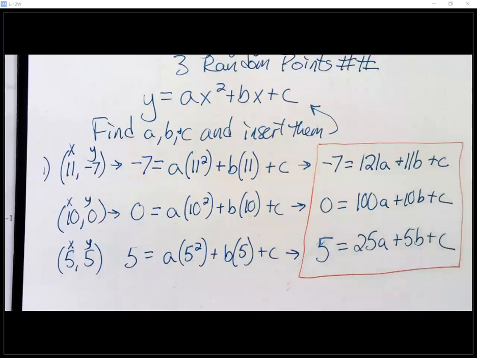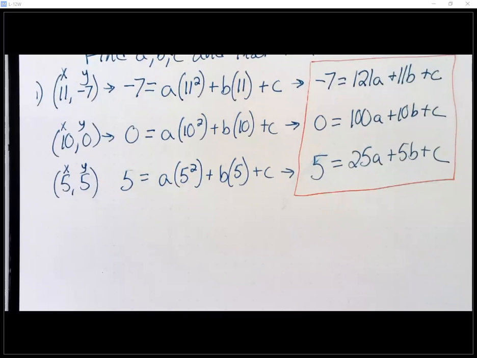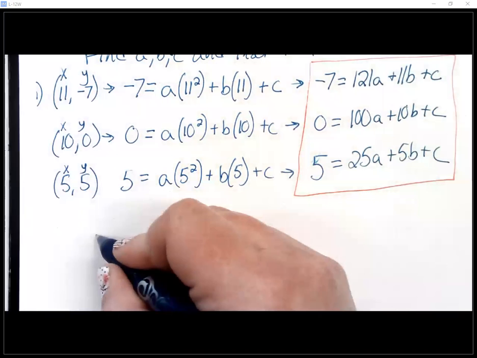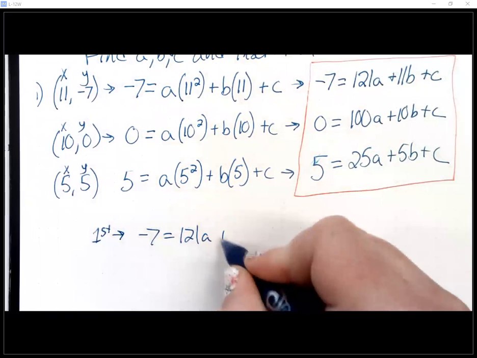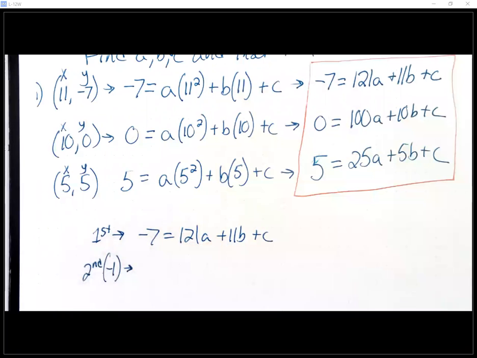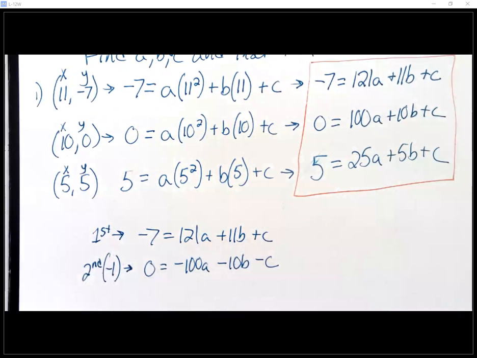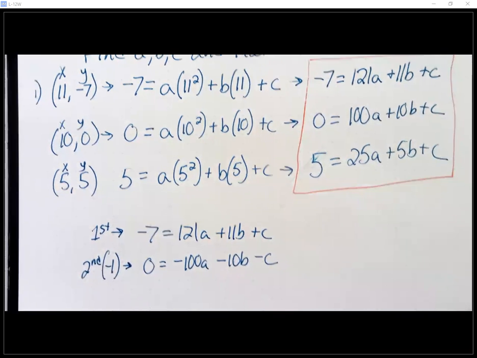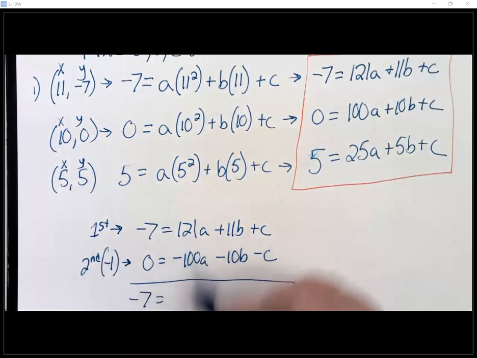I'm going to take my first equation and leave it as it is, and I'll take the second one and multiply it times negative 1. So I'll do my first equation just as it is: negative 7 equals 121A plus 11B plus C. And then I'm going to do my second and multiply it by negative 1. Once you get that pair of opposites, remember how you add the 2 equations together? So in this case, I get negative 7, 21A, positive 1B, and the C's are gone.